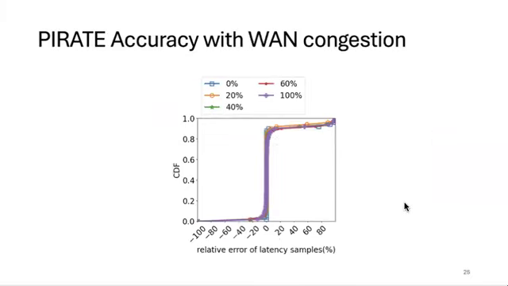Now, in this experiment, we tested the accuracy of Pirate against the request to response observed at the client for a web workload in a wide area setup. We also introduced congestion by introducing cross traffic of 0%, 20%, 40%, 60%, and 100%. The graph shows the relative error of Pirate from the baseline at different levels of congestion. So this proves that the accuracy of Pirate in a wide area setup is also good. It is within 15% of the request to response observed at the client for more than 90% of the time.